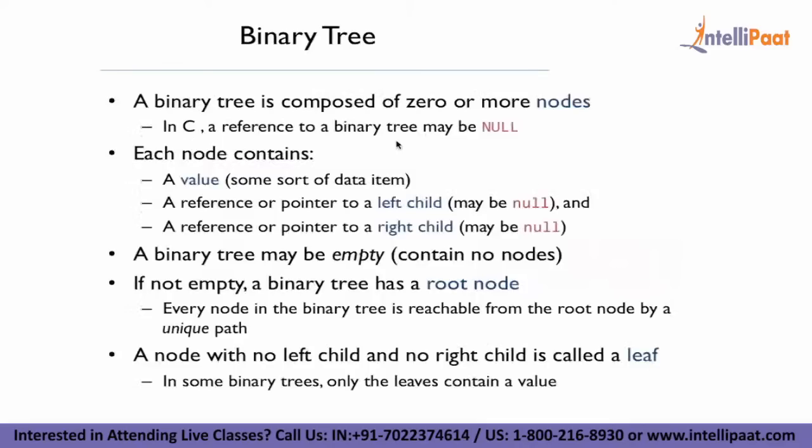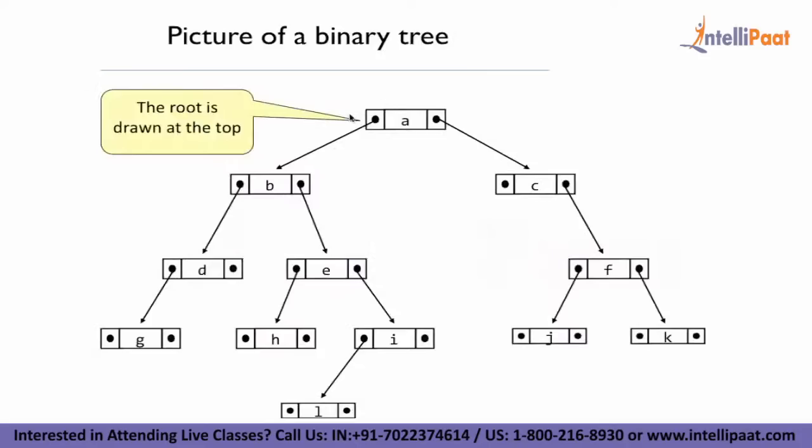So what is a binary tree? A binary tree is composed of zero or more nodes. In C, a reference to a binary tree may be null. So a binary tree is something like this. Any node has two references. Suppose this is a node; this node has two references. One is the reference to the left part, one is the reference to the right part, and this is the data section.